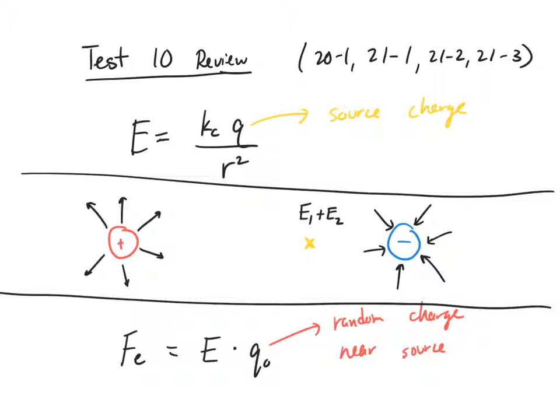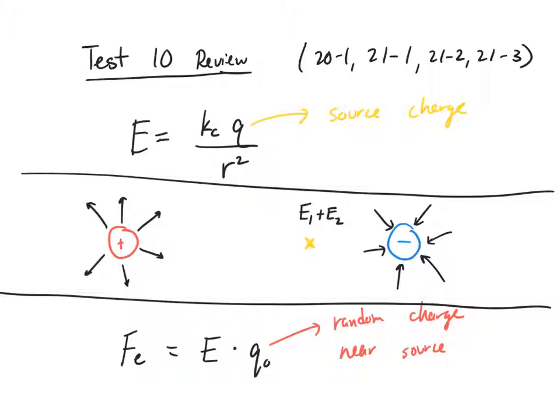I would find E1 as the electric field from the first source, find E2 as the electric field from the second source. I would need to know R, right? R is the distance. I would need to know Q. Q is the charge of the source. But I would know those values, they'd be given somehow. And I could find the overall electric field at that location, at that spot. Okay?